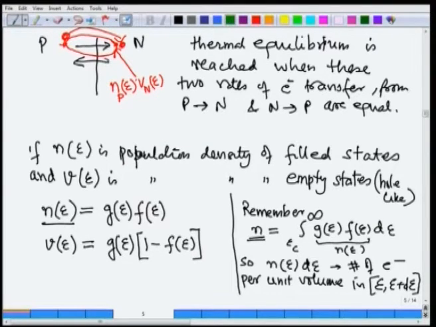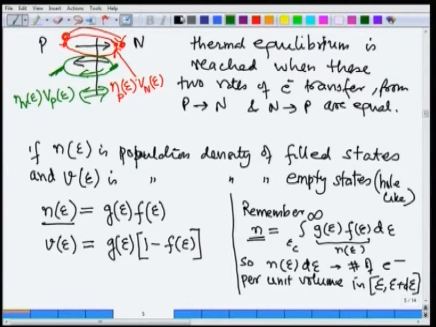Whereas, as far as this transfer is concerned, it will be exactly reverse. It will depend on the filled states on the n side, so we are going to use n here, and it will depend on the vacant states on this side, because electrons have to go from here to here. So it will be v on the p side. In thermal equilibrium, these two quantities must become equal. These two quantities must become equal, then only we will have equilibrium.